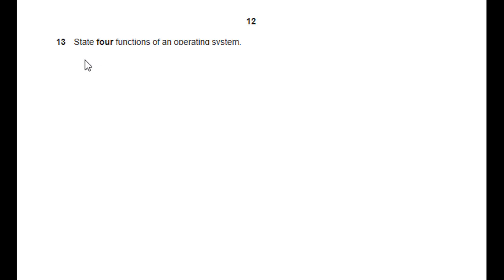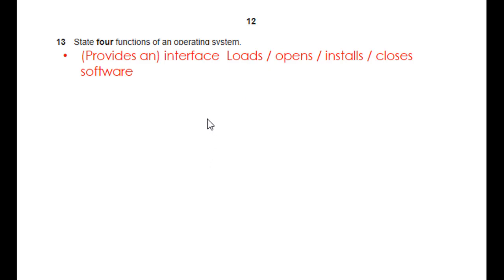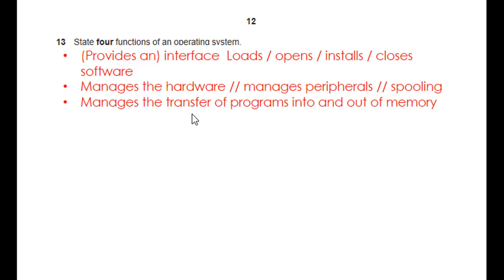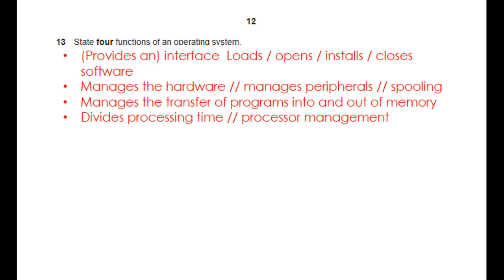The last question in this paper is asking us for 4 functions of an operating system. So there's quite a few, and I've listed them here. It provides the interface, which allows us to load, open, install, and close software. It manages all the hardware, so anything we connect to the computer, it manages. It manages a transfer of programs in and out of the memory. So when we spoke about the stored program concept, it oversees that whole process. It divides the processing time, processor management, if we have multiple cores.